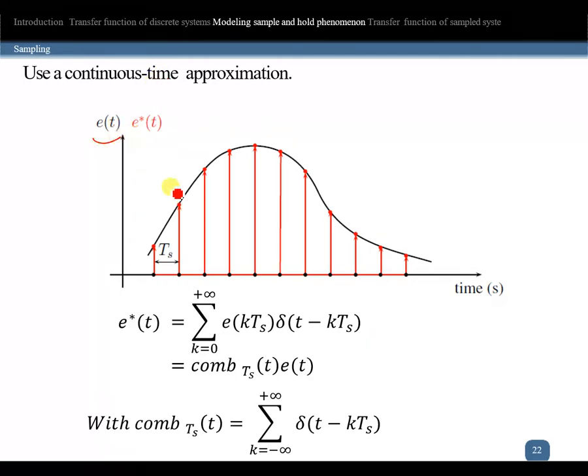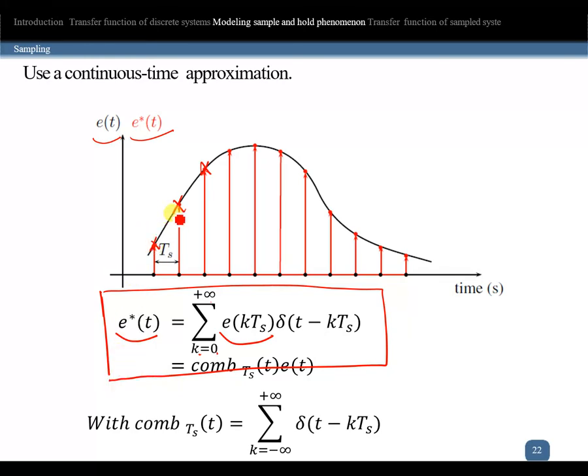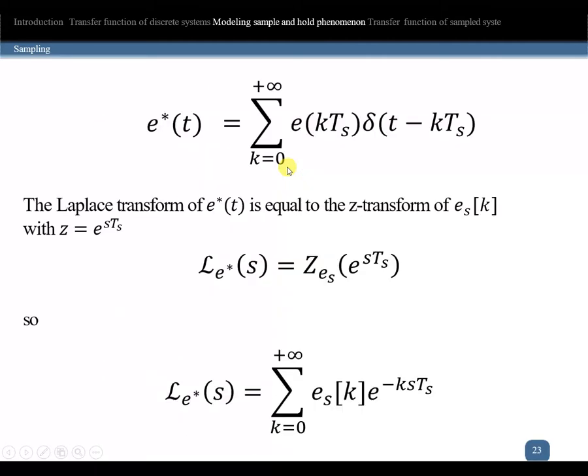If the signal e is continuous time, the sampled signal becomes e star of t, the sampled version of e(t). I can write e star of t is equal to the sum for k from 0 to infinity of e(kTs) Dirac delta (t minus kTs), or it can be written as the comb times e(t). The comb is the sum from minus infinity to infinity of Dirac delta (t minus kTs). This is a very important definition: e star becomes the sum of e(kTs), that means this signal multiplied by the Dirac delta at kTs. I rewrite again, e star of t is the sum for k from 0 to infinity of e(kTs) Dirac delta (t minus kTs).